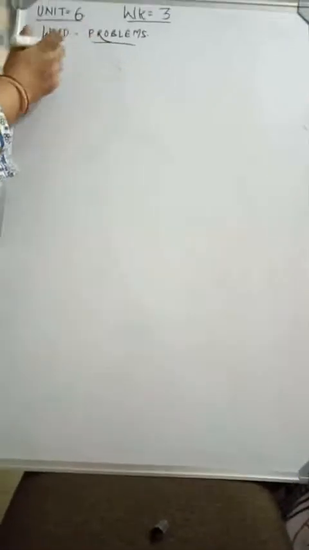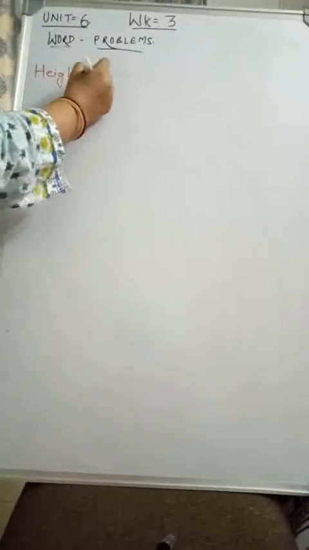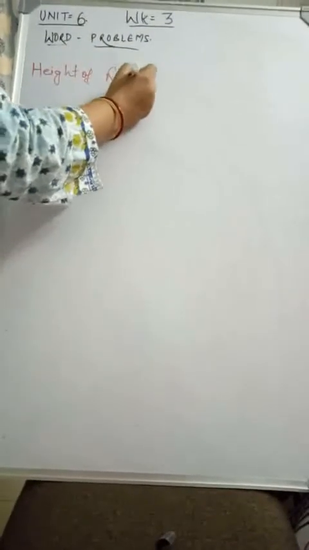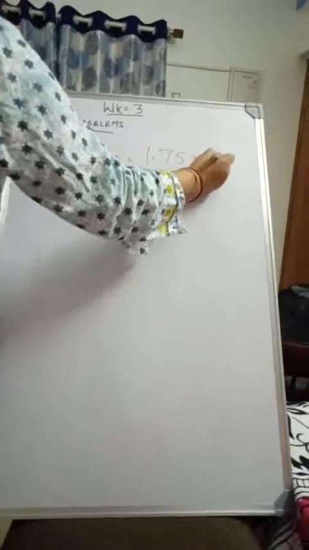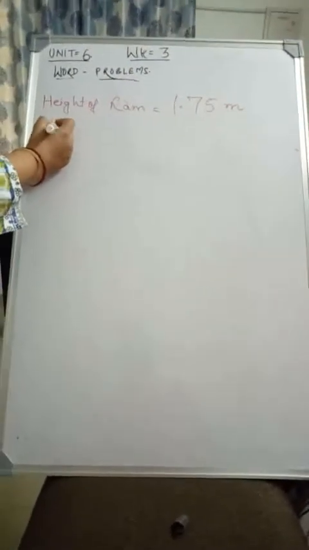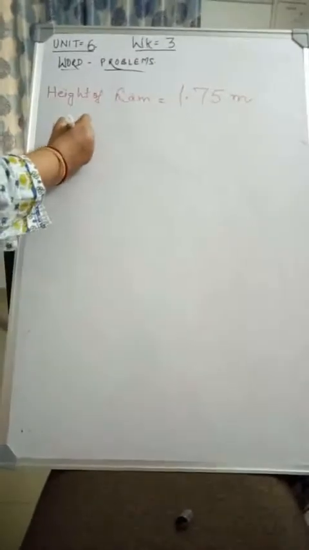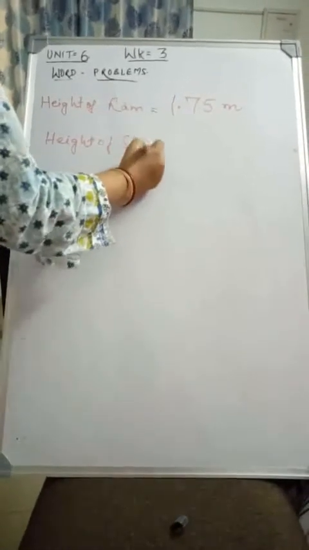So now in this way you have to write it. The statement is: height of Ram is 1.75 meters. And the question is, what is the height of Shyam?